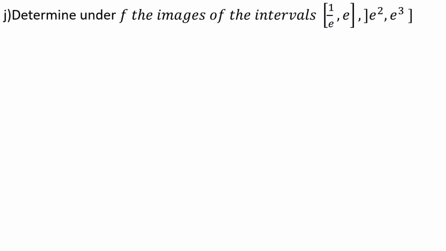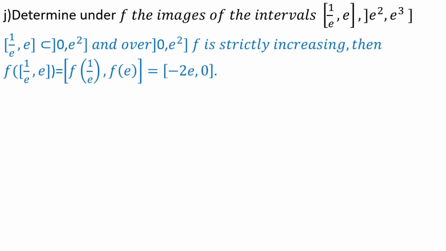Determine the images under f of the intervals [1 over e, e²] and [e², e³]. 1 over e: this interval is a subset of the interval (0, e²]. Over (0, e²], f is strictly increasing, then f of [1 over e, e] is [f of 1 over e, f of e]. The function is strictly increasing over (0, e²]. f of 1 over e is minus 2e, and f of e equals 0.